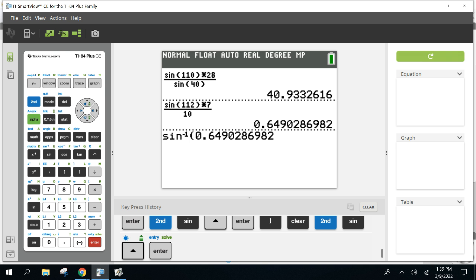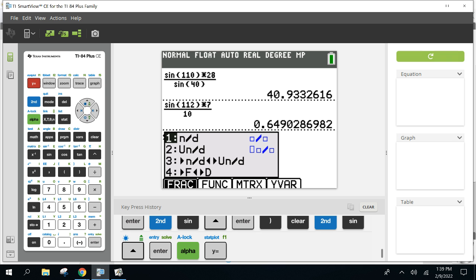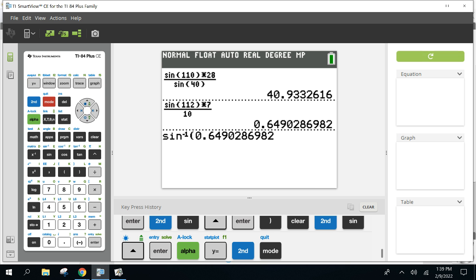Which leads me to my next point. Do you guys know how to use a fraction template? Alpha y equals. Get your fraction template up there. Get this decimal back up. Sine of 110 times 28 divided by, or right here, sine of 112 times 7 divided by 10. You got that decimal? Second sine. Go up to highlight it. Enter. Got it. Everybody else, all set?